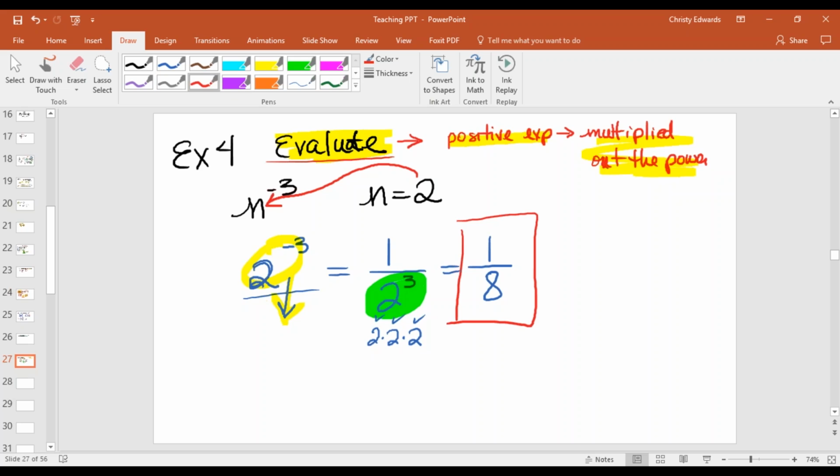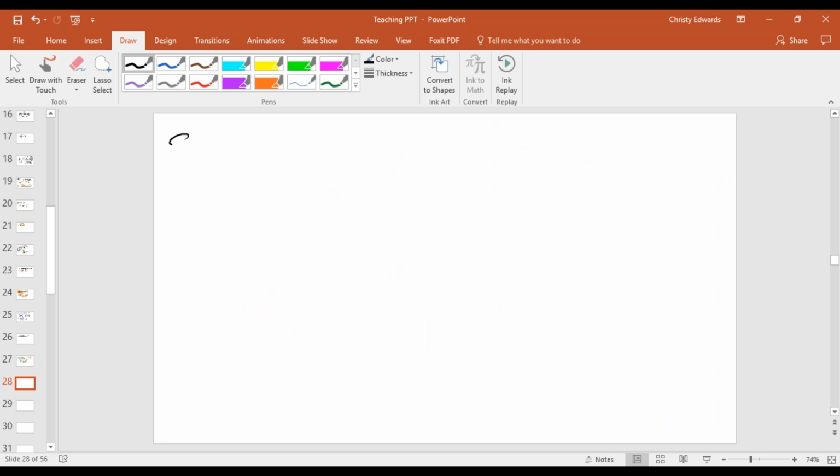You want to do one more? This is another one like example 4. We'll call it example 4B. It's just in my book though. Evaluate r to the negative second if r equals negative 4.